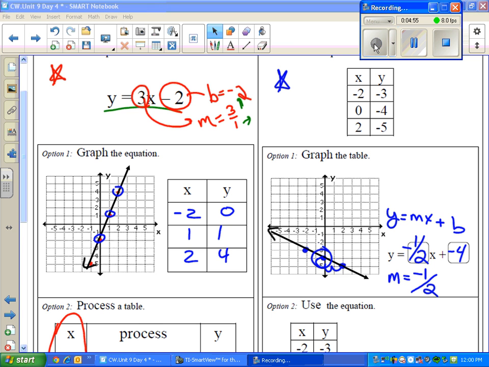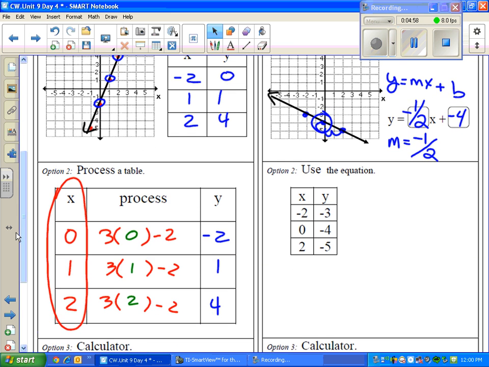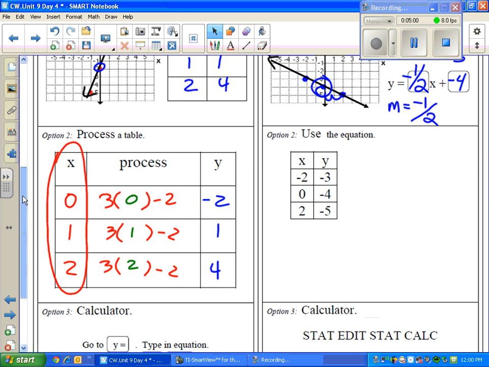Okay, continuing on, option 2. Option 2 says just generate an equation from the table. Well, let's see. We know from our table with our series of xy coordinates that we need to find our m. Our m is our change in y divided by change in x, which is going to be our rise over our run. So let's take a look at the jump between our y values. We know that's going to be our rise.